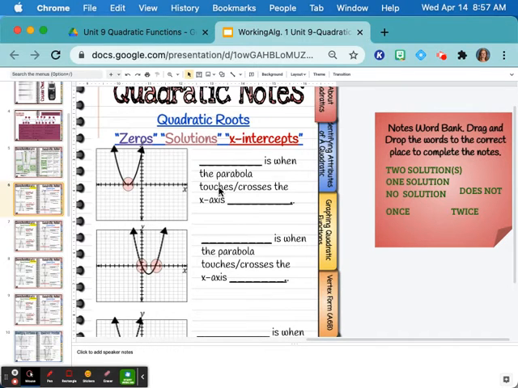So blank is when the parabola touches or crosses the x-axis. So we have, see how it only touches once? So one solution is when the parabola touches or crosses the x-axis once. So that parabola can be placed anywhere in our coordinate plane. In this case, it's only crossing at one spot.